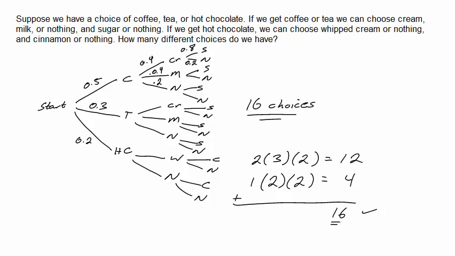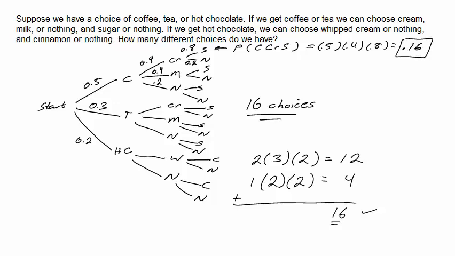We get the probability that we have a coffee with cream and sugar drinker from our population by multiplying the three probabilities that correspond to this leaf in the tree together. So the probability that I have coffee, cream, and sugar is going to be equal to 0.5 times 0.4 times 0.8, or 16%.